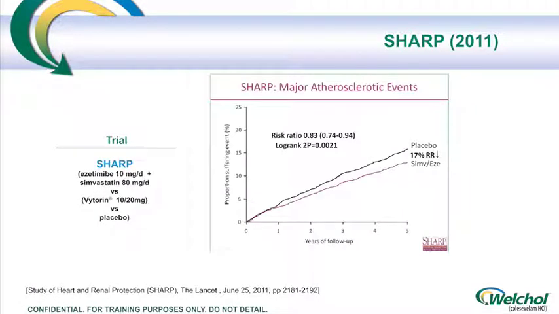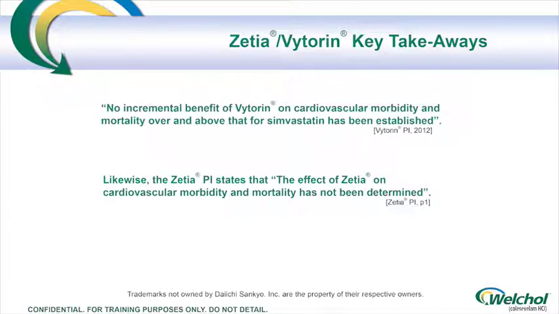The results of SHARP show that the reduction of LDL-C with the components of Vytorin, 10-20 milligrams a day, safely reduced the incidences of major atherosclerotic events by 17% in patients with advanced kidney disease over the course of the 4.9-year follow-up. The FDA allowed inclusion of the SHARP trial in the Vytorin label, but not the Zetia label, to reflect the reduction in LDL-C and the demonstration of reduced risk of major vascular events in the chronic kidney disease population.